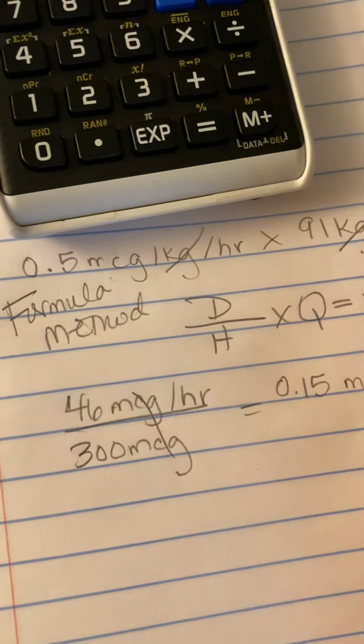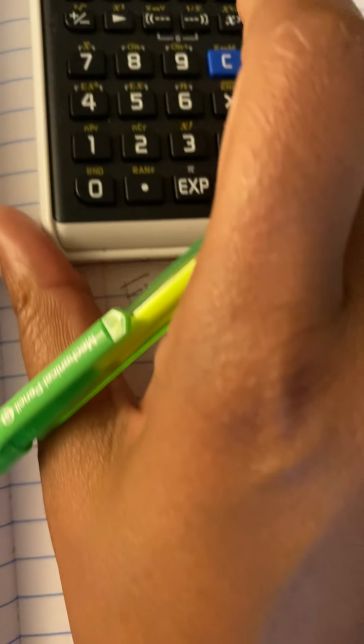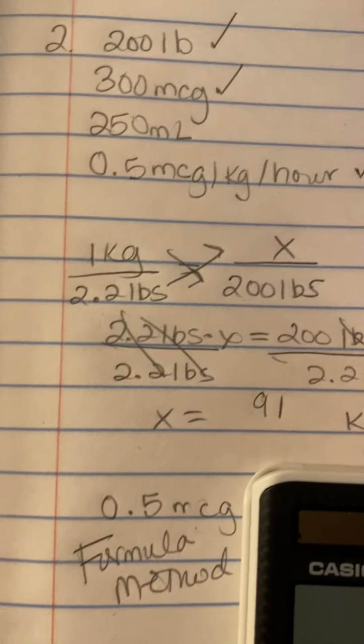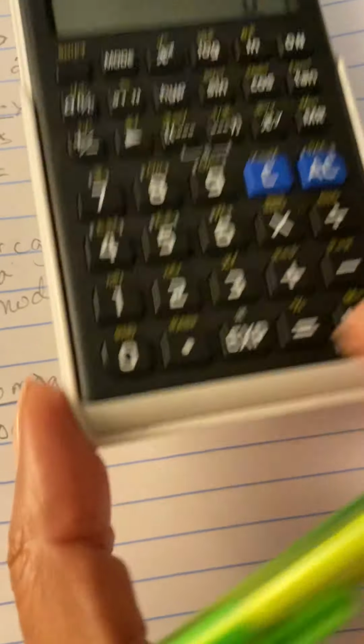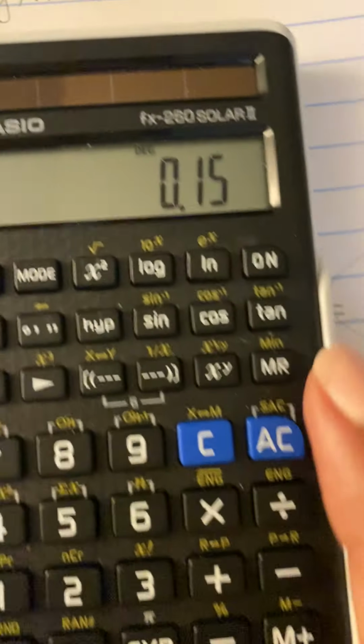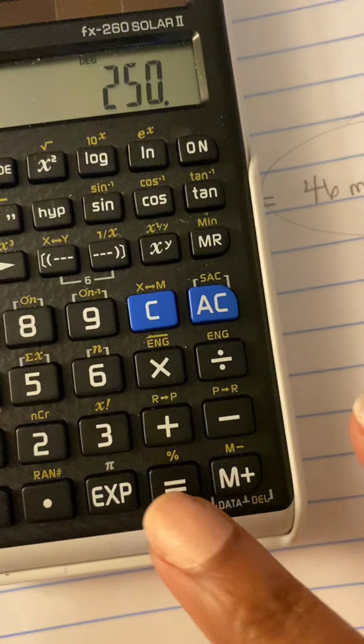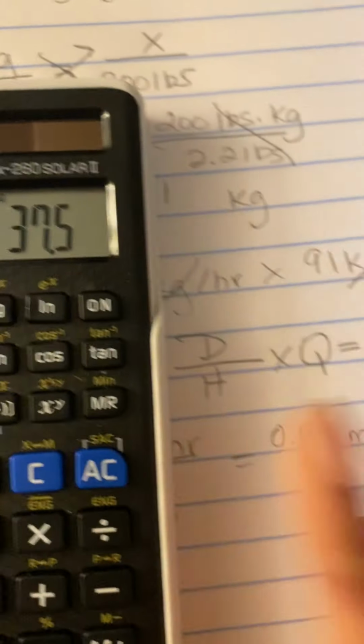Okay, so that's per hour. And our last step is to multiply. What have we not used here? The 250 milliliters. What do we say? 0.15? Okay. Times 250 milliliters.